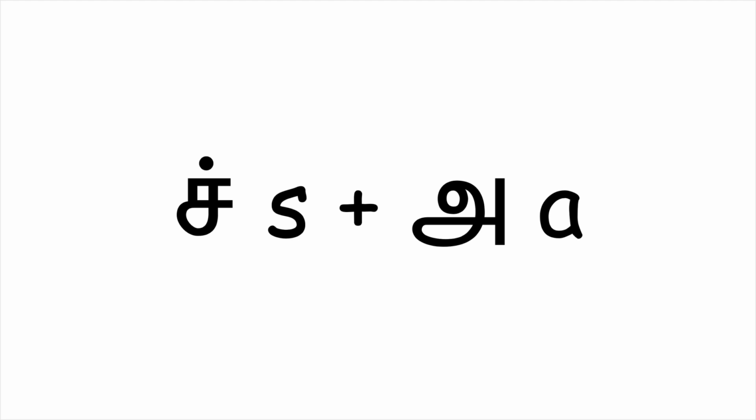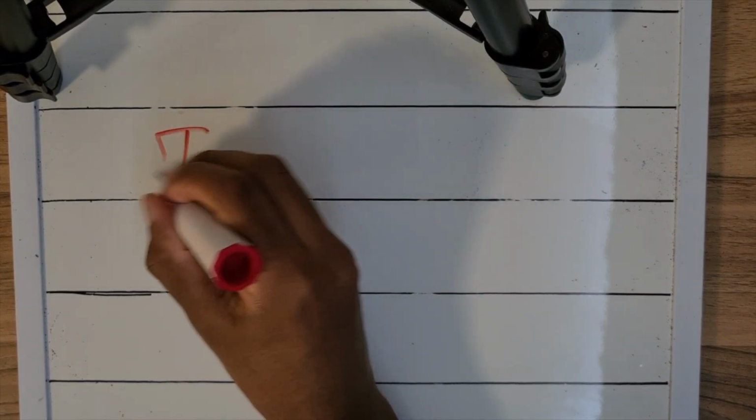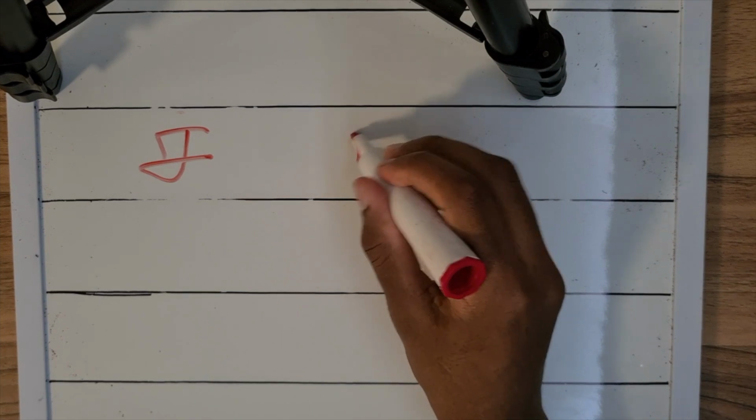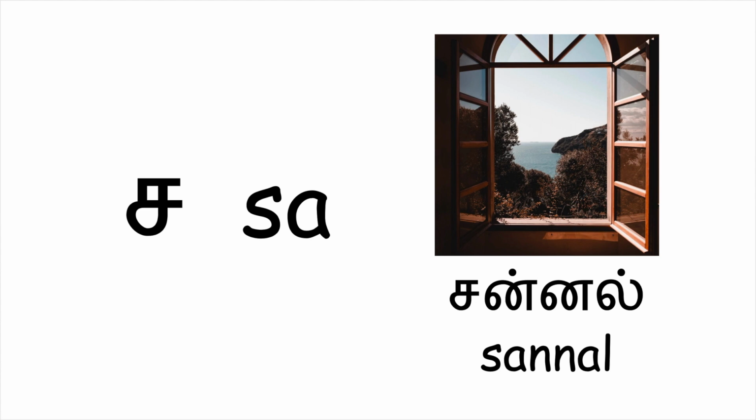This is the letter sa. It's formed from uch plus a. As I covered in my vowels and their patterns video, we just remove the dot on top of uch to get sa. Let me show you how to write sa. An example word that has sa is shannon, which means window.